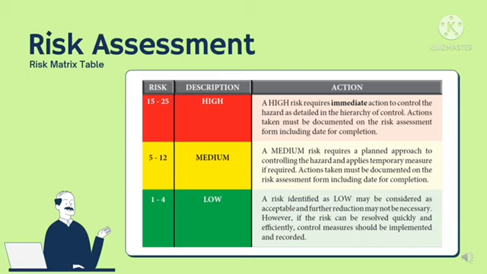Lastly, if the risk is between 1 to 4, it is the low risk. A risk identified as low may be considered as acceptable, and further reduction may not be necessary. However, if the risk can be resolved quickly and efficiently, control measures should be implemented and recorded.